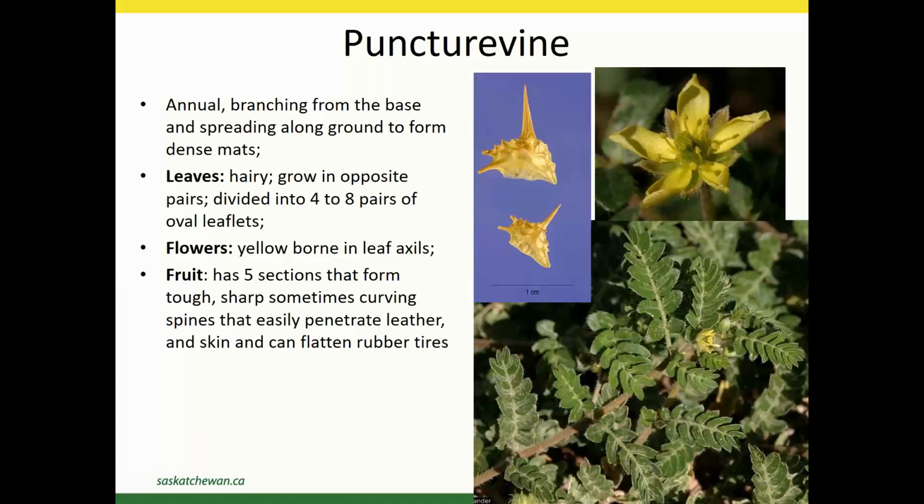And the fruit has 5 sections that form sharp points, and those things can penetrate leather, rubber, tires, skin, etc. So it can be fairly problematic that way.